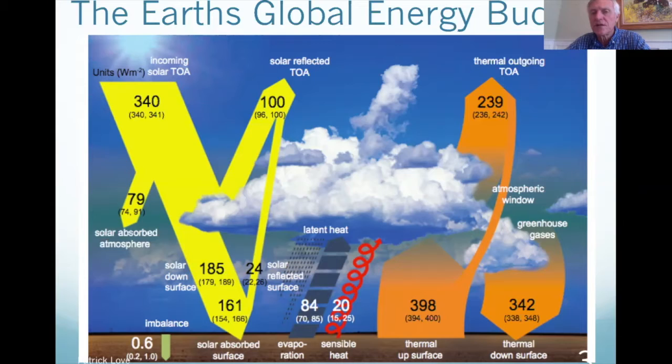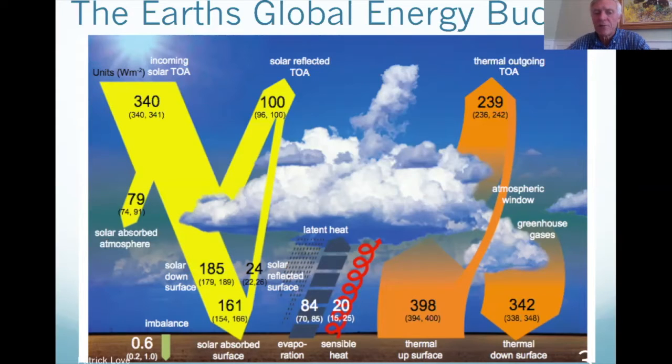You also notice on this graph that there are variations, in parentheses. So look at the 340, it says 340, 341. What that means is there's some range of energy from 340 to 341. And if you look at the other numbers on this graph, you'll see that they have large ranges. Well, not large, but they have ranges, right?